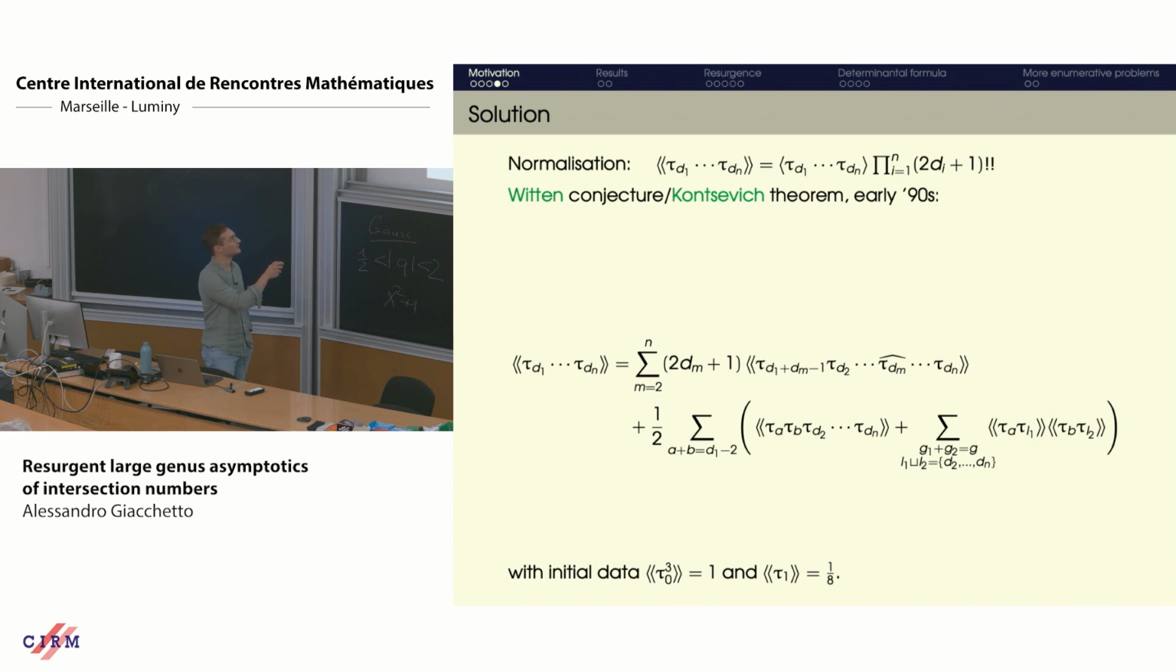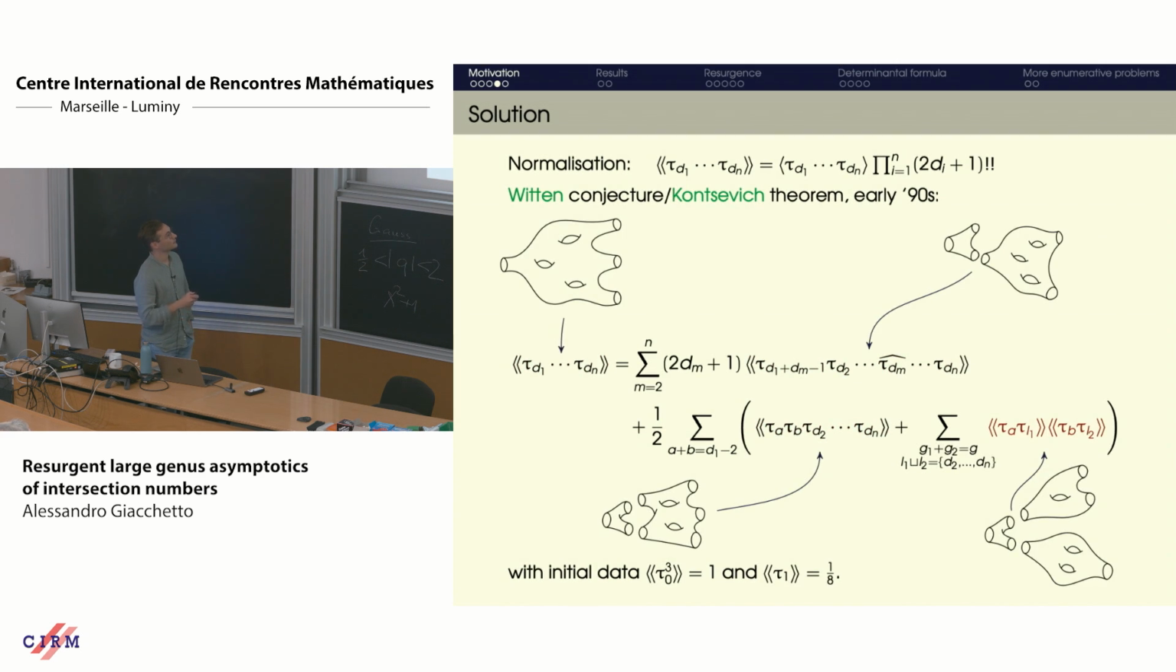Please don't try to understand the details of this recursion. The main point here is that this formula is a recursive formula. If you try to draw the moduli space that is behind all these intersection numbers, you will see that the left-hand side is related to genus g surfaces with n boundaries, let's say, while on the right-hand side you have the terms that you get when you cut out a pair of pants from this surface. Because of that, this kind of formula is called a topological recursion, because it's a recursion on the topology of this kind of surface.